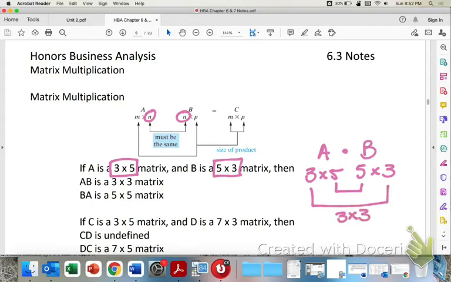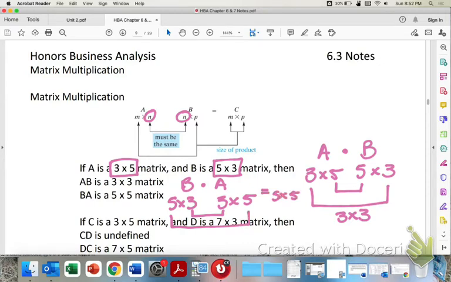Now, in matrix multiplication, the other important thing is that order matters. So when I say A times B, you look at A first, then B. If I said in the opposite way, B times A, you would say matrix B is 5 by 3, matrix A is 3 by 5, and you would check the same way. Do the middle numbers match? Yes. Therefore, the answer to this would be a 5 by 5 matrix.